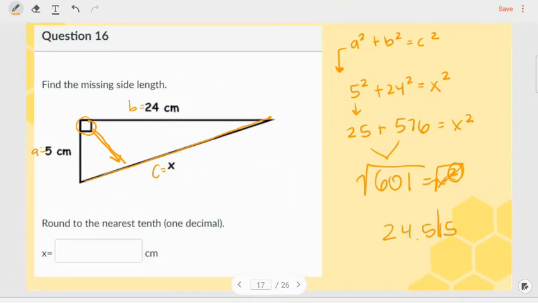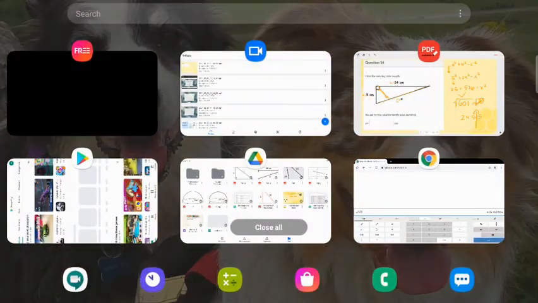24.515 nearest tenth. I'm going to draw my line. I'm going to look after the line, and I'm going to ask myself, does that make my 5 round up? That's not even halfway. So I'm going to leave it as 24.5.